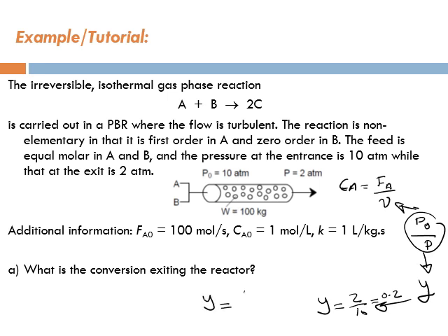y equals P over P naught, and P in fact is variable. P varies between 10 atmospheres and drops as it goes down the length of the reactor until it reaches 2 atmospheres at the exit. So y is variable, it's not a constant in this equation. However, you can use the value of y equals 0.2 at the exit, where W equals 100 kg, to find the value of alpha. That's how you're going to utilize this information.